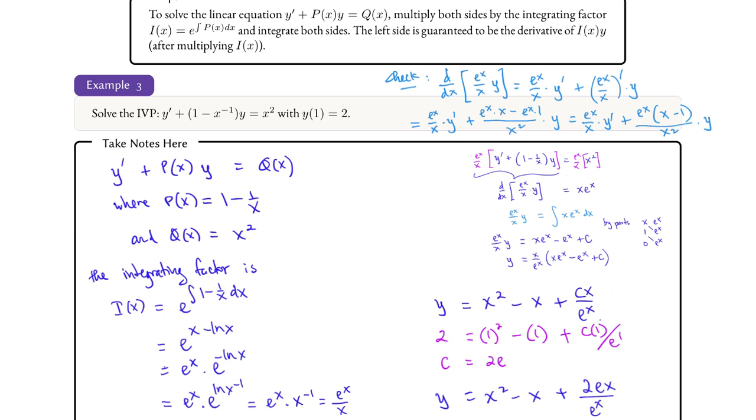With the first order linear differential equation, we always find the integrating factor first, which is I(x), and we multiply I(x) to the left-hand side and the right-hand side of the differential equation in the standard form. It is guaranteed that this left-hand side is going to be the derivative of the product of I(x) times y.